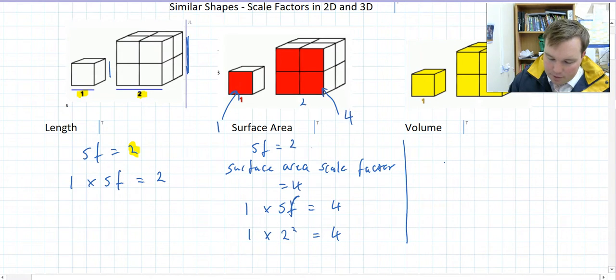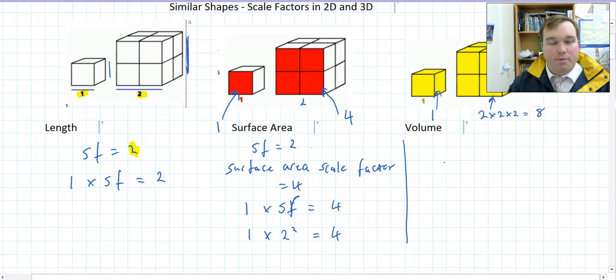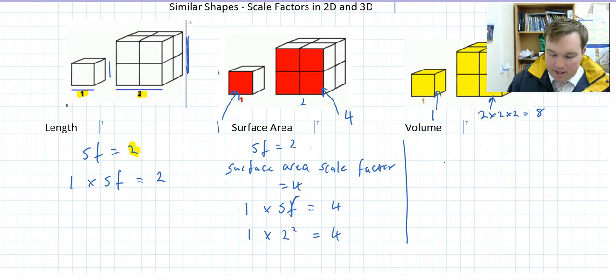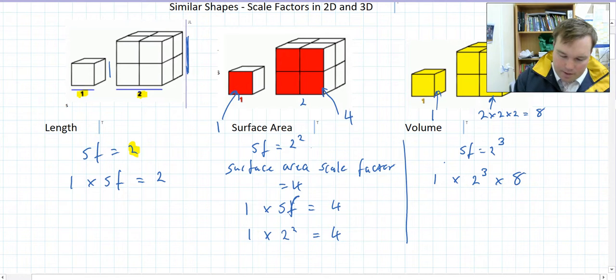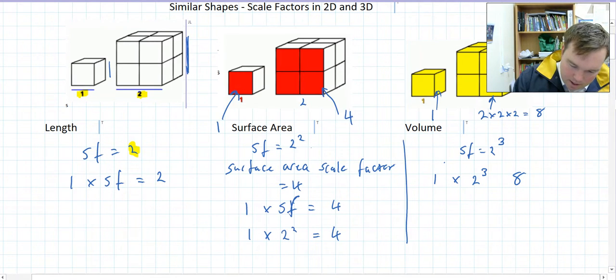Watch the pattern here again. The volume of this is 1 times 1 times 1 is 1. The volume of this is 2 times 2 times 2 is 8. So we're looking for some sort of volume scale factor that gets us from 1 to 8. Clearly it's 8. So here, if we're looking at the volume scale factor, our ordinary scale factor is 2, but we want to cube it. So here we squared it. What we're saying is that 1 times the ordinary length scale factor of 2 cubed will get us 8.